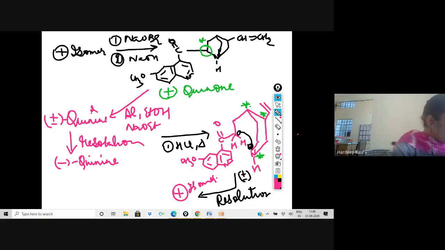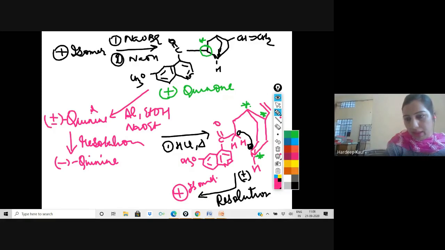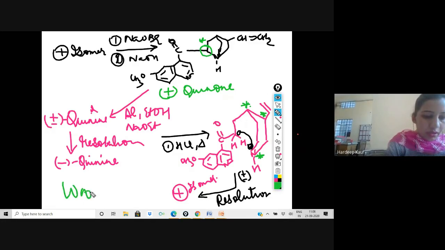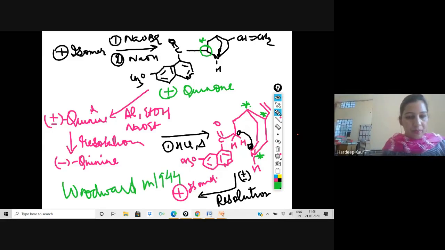Okay, so this is the synthesis of quinine, and this synthesis is given by Woodward. This synthesis is given by Woodward in 1944. Okay, so this is all about the quinine.